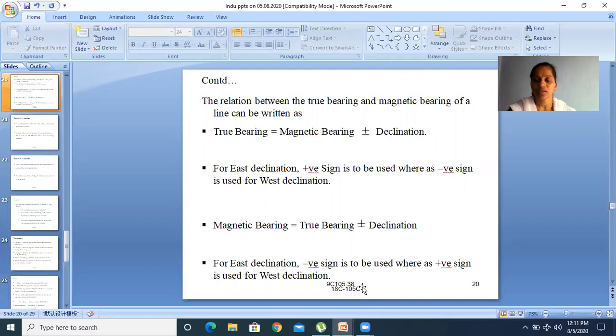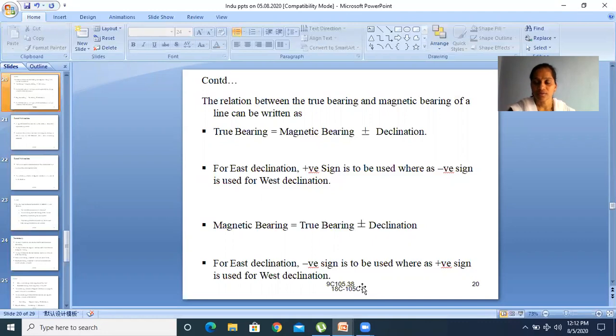The important terms are meridian and bearings. So what do you mean by bearing? What do you mean by meridian? Types of bearings, types of meridians. There are three types of meridians: true meridian, magnetic meridian, and arbitrary meridian. And there are three types of bearings: true bearing, magnetic bearing, and arbitrary bearing.